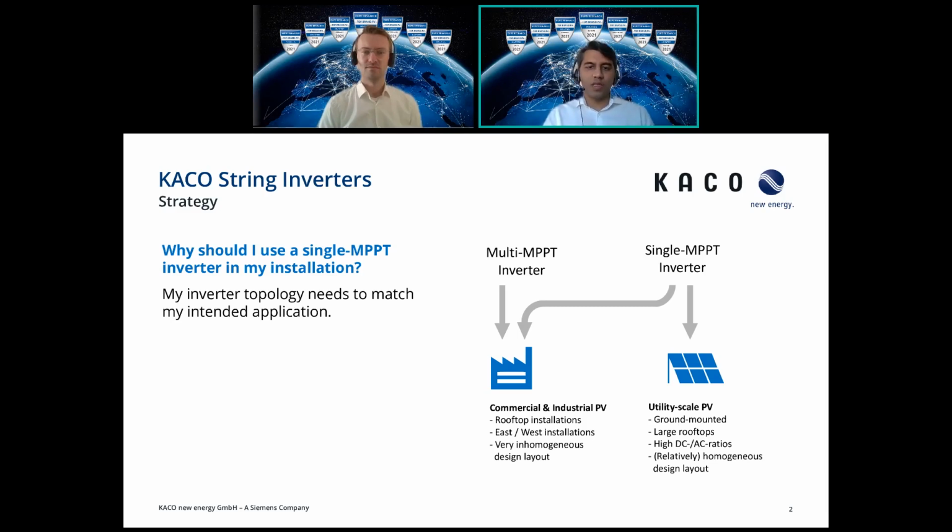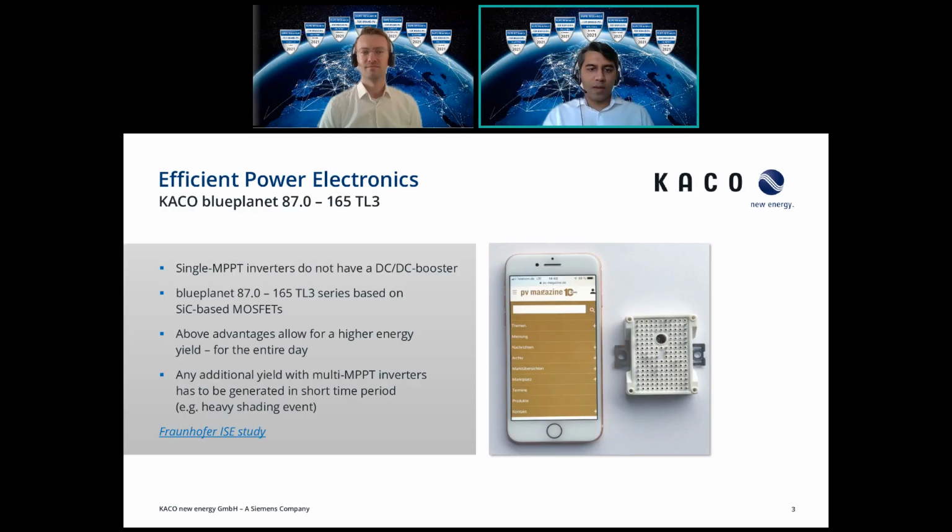So these are also homogeneous rooftops or homogeneous PV systems where the yield gain by a multi-MPPT inverter is not visible. And that is not just because of multi-MPPT versus single MPPT, but also because a single MPPT inverter brings some advantages to the table. And that we'll see in the next slide. Why do single MPPT inverters have higher efficiency? Now, there are 2 points to that.